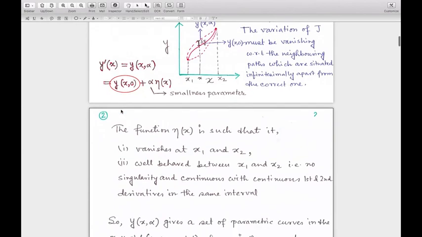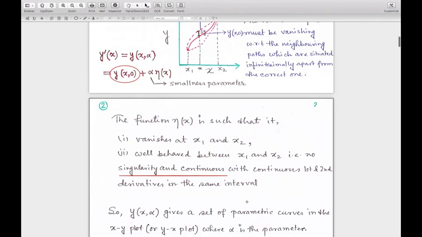The second one is, of course, eta of x should be a well-behaved function. That means it should not contain any singularity or discontinuity, and it should also have continuous first and second order derivatives in the same interval between x1 and x2.